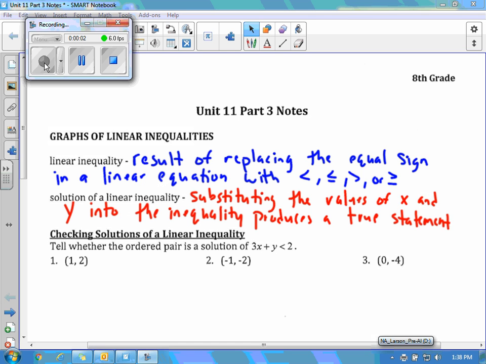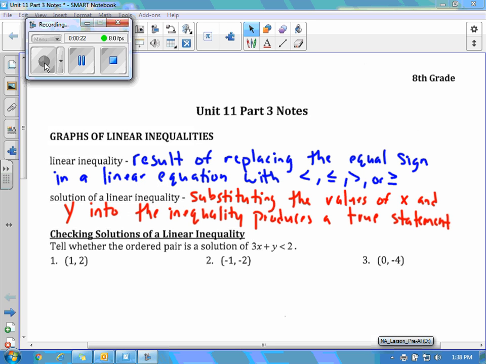In Unit 11, Part 3, we were talking about graphing linear inequalities. If you remember, back in Unit 4 or 5, we solved linear inequalities and solved systems of equations. Pretty difficult concepts, but we'll go through it, asking you questions that you have. A couple of definitions for you.